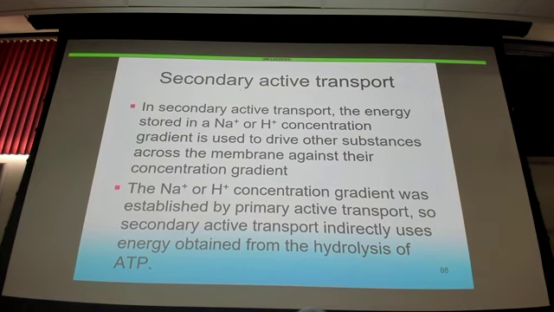We have, let's do numbers. We have 10 sodium inside a cell, and we have 200 sodium outside of the cell. And so if we're going to take some of the 10 that are inside and pump it outside, we're going against its gradient. That's primary active transport. We're going to use ATP to do that.